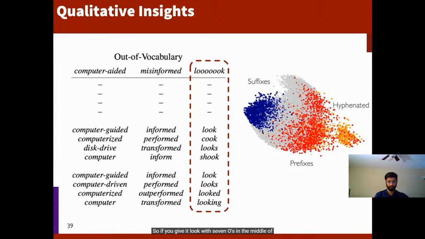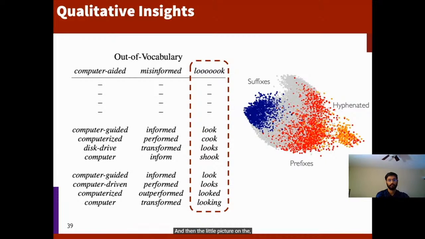So if you give it look with 7 O's in the middle of it, it's correctly deciding that look, looks, looked, looking are actually the most similar words to that, which is actually working very nicely. And some of the other examples are similar. Computer aided is seen as most similar to computer guided, computer driven, computerized, computer. You're getting pretty similar, sensible results.